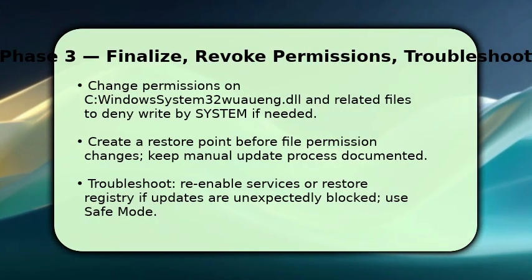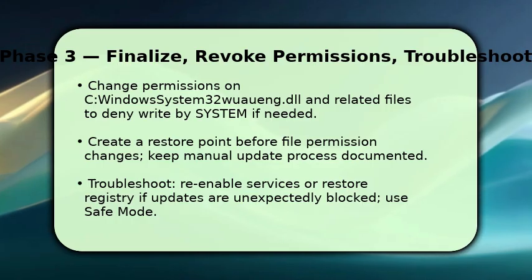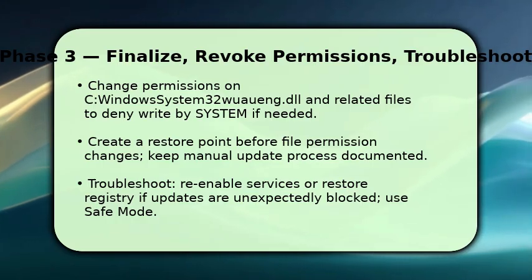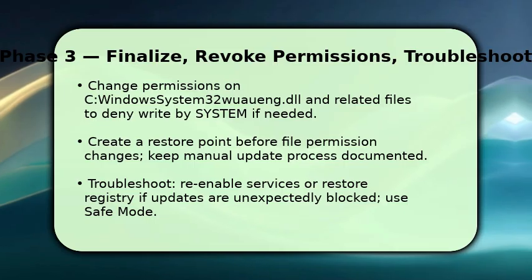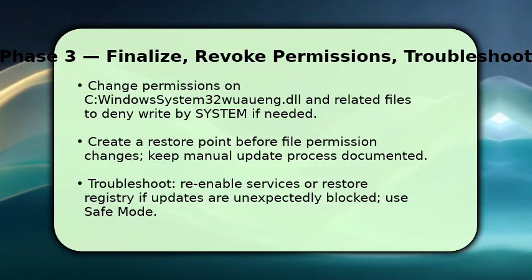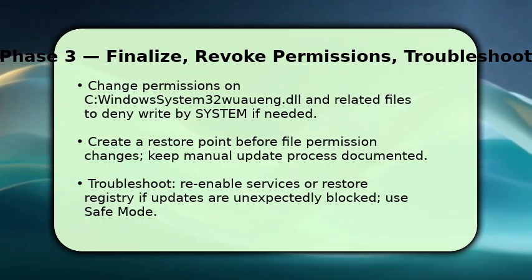You can revoke write permissions on key update files like wuaueng.dll to stop reinstalls, but first create a system restore point and back up the registry. Safety matters. Document the manual update process so you can update on your schedule.